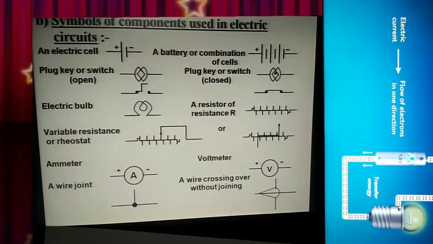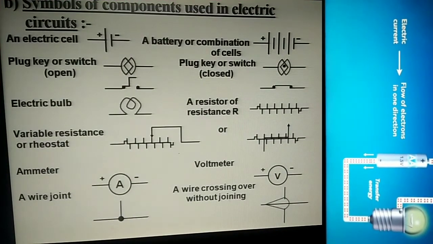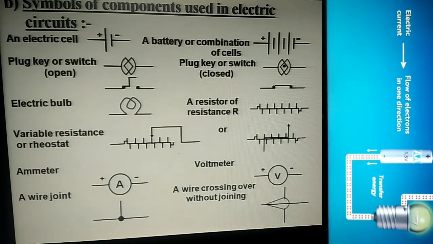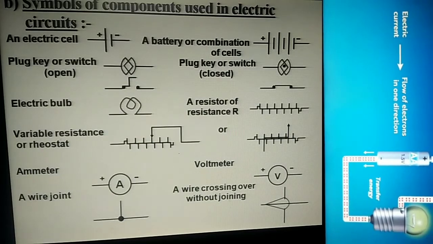These are the symbols of components used in electric circuit. The long line represents positive, small line represents negative of an electric cell.